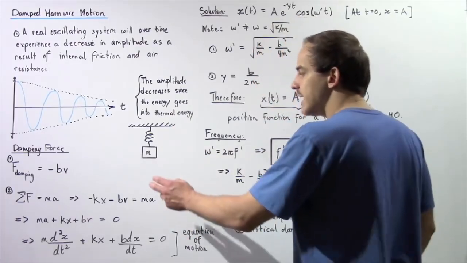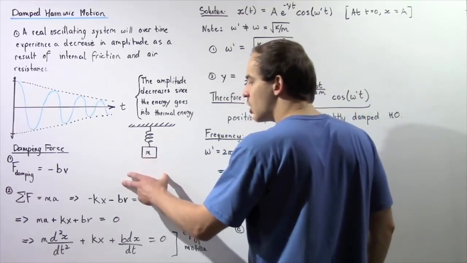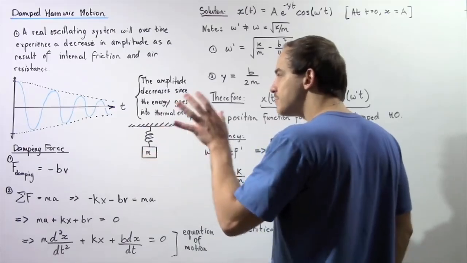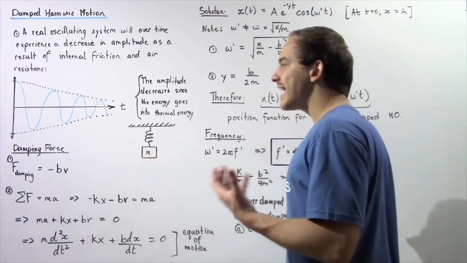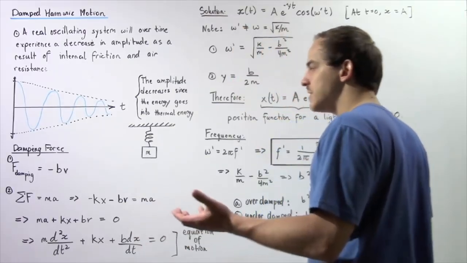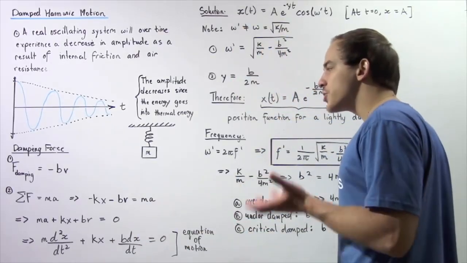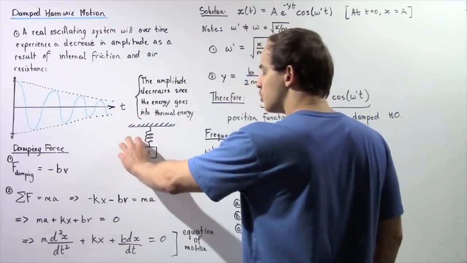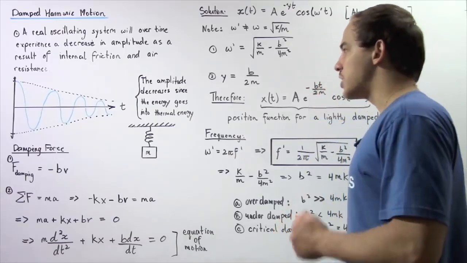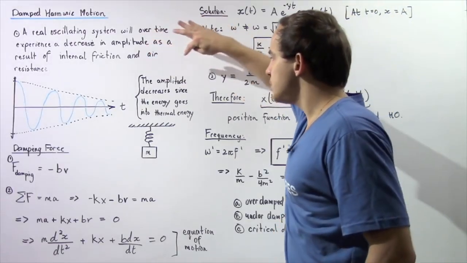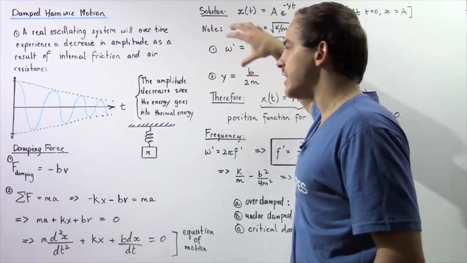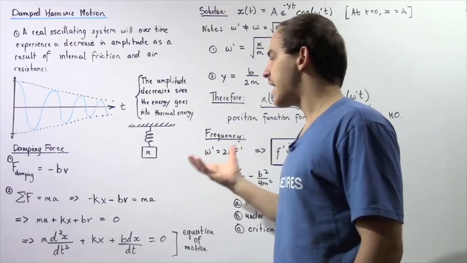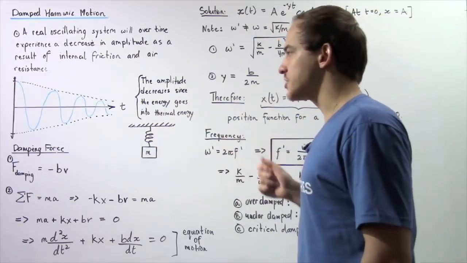And over time, if I take the mass, I stretch and I let go, the object will eventually come to a complete rest. And that's because some of that kinetic energy and elastic potential energy is transformed into thermal energy of the spring and the mass, as well as the thermal energy of the molecules surrounding our object. So, the amplitude decreases because the energy goes into thermal energy. It's transformed into thermal energy of our system, of the mass as well as the spring.